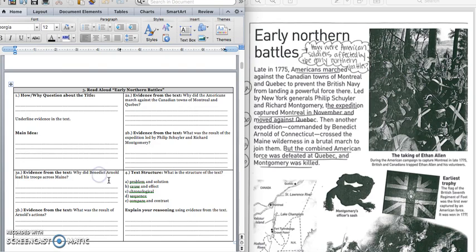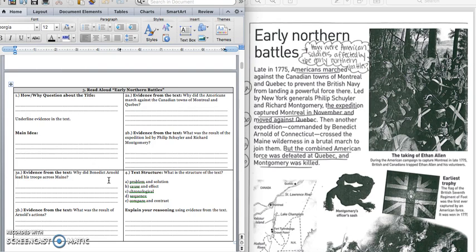So in box 3A, I would write, Benedict Arnold led his troops across Maine so that he could join American soldiers in order to capture Quebec. Press pause to write down your answer and play when you're ready for 3B.